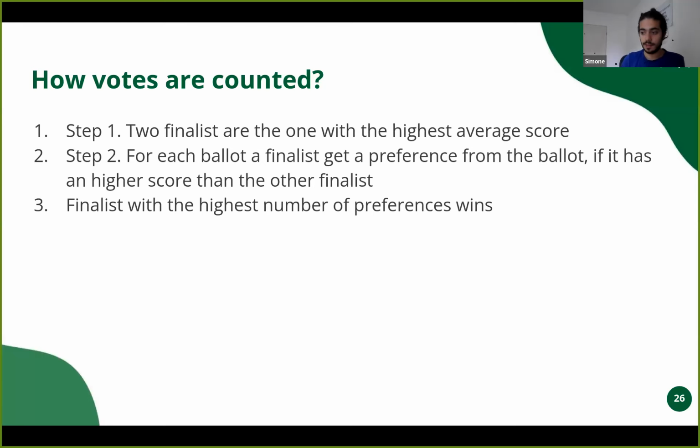So if I voted for candidate 1 as my favorite, but then I have candidate 2 and 3, and candidate 3 has 3 stars and candidate 2 has 2. In this case, my ballot is going to go for candidate 3 because it's the one that I prefer between the 2. And then the candidate with the highest number of preferences wins.